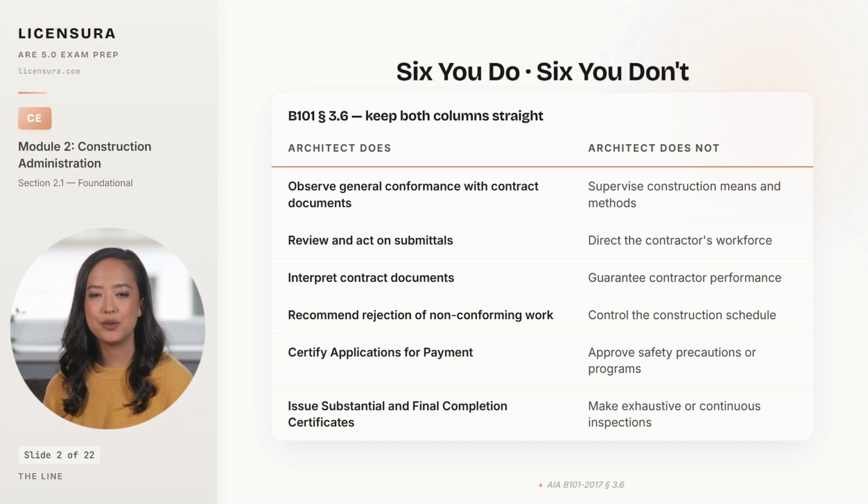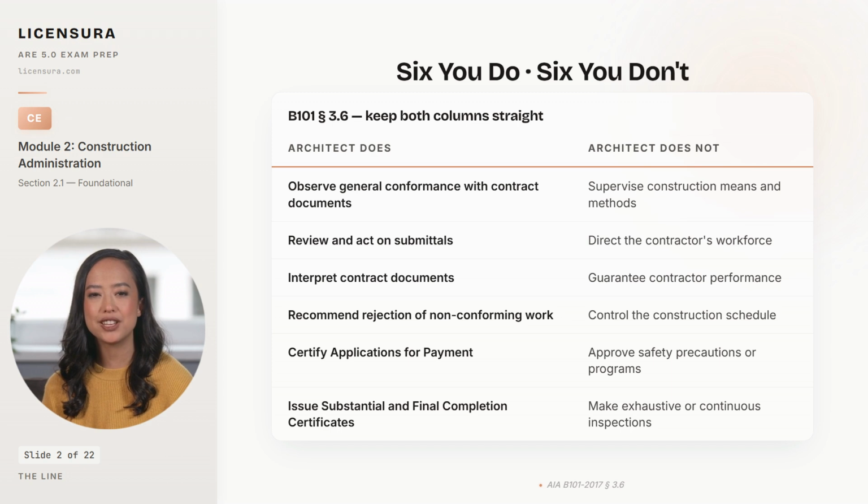You do not supervise construction means and methods. You do not direct the contractor's workforce. You do not guarantee contractor performance. You do not control the construction schedule. You do not approve safety precautions or programs, and you do not make exhaustive or continuous inspections. If the exam puts any of the right column verbs in your mouth, the answer choice is almost certainly wrong.